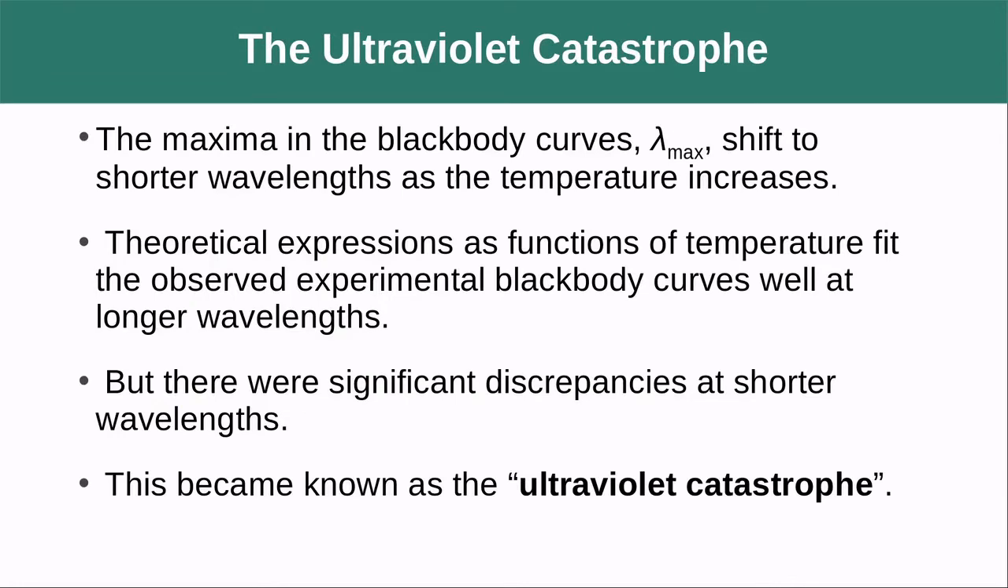We have the problem with black body radiation that we have something called the ultraviolet catastrophe. The maxima in the black body curves, lambda max, shift to shorter wavelengths as temperatures increase. Theoretical expressions as functions of temperature fit the observed experimental black body curves at longer wavelengths, but there is a significant discrepancy at shorter wavelengths, and this became the ultraviolet catastrophe.